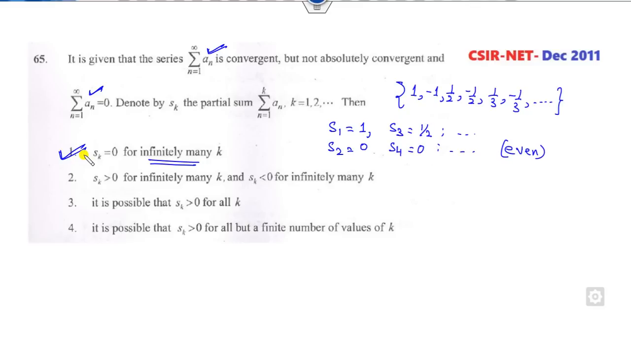Sk will be greater than 0 for infinitely many k. Sk will be less than 0 for infinitely many k. For this counter example, it is not satisfied. But can this be true for another example? Because in this question they are not asking whether it is true or wrong. Is it possible that Sk is greater than 0 for all k? It is still not there, so we will check another example.